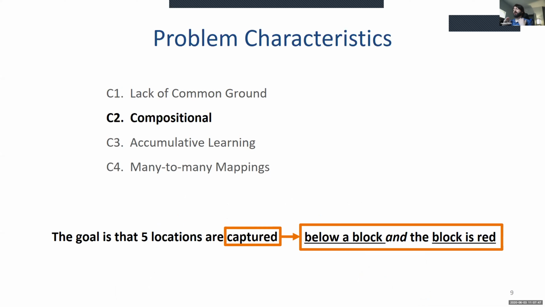A lot of the concepts that we're learning are compositional. So in the example, the goal is that 5 locations are captured. The definition of captured might be a composition of other concepts. We know that, oh, that captured means that it's below a block and the block is red.